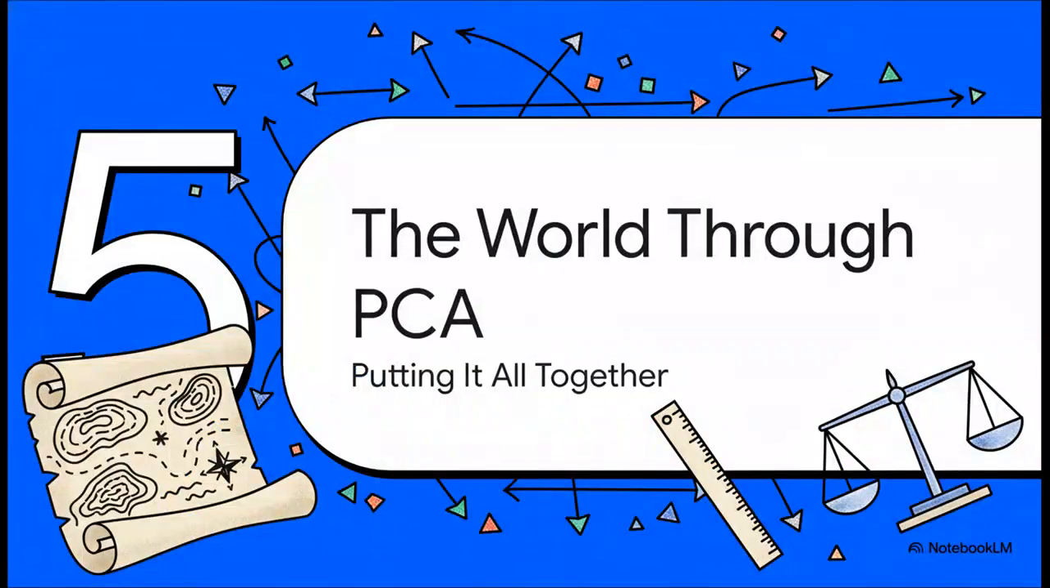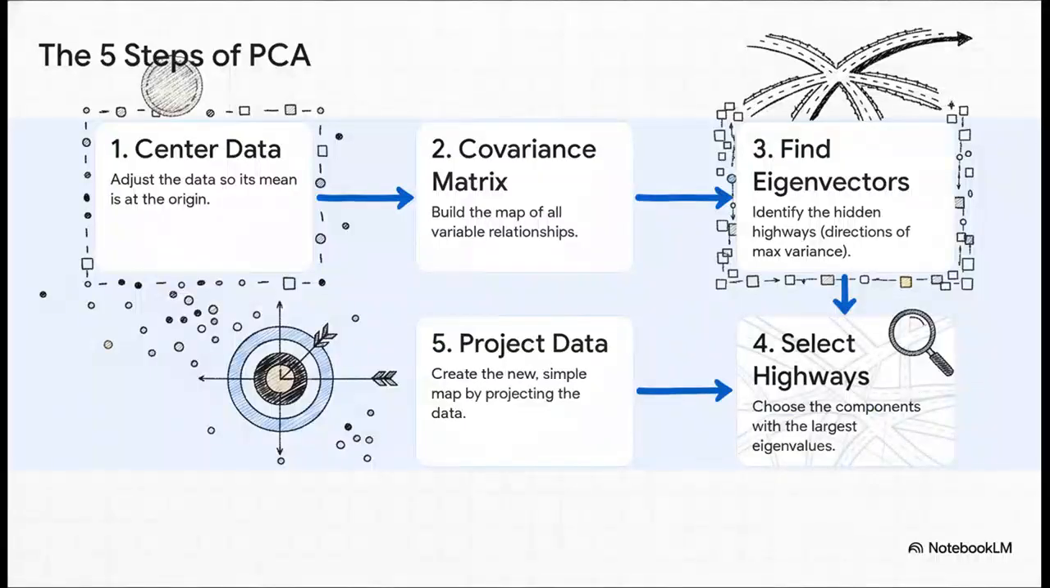Okay, so now we have all of our map-making tools. We have our survey, the covariance matrix. We found the hidden highways, the eigenvectors, and we know how important they are thanks to the eigenvalues. Now it's time to put it all together and finally see the world through the lens of PCA. And the whole process really boils down to these 5 elegant steps.